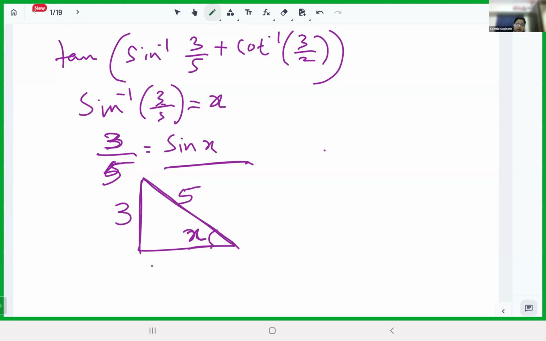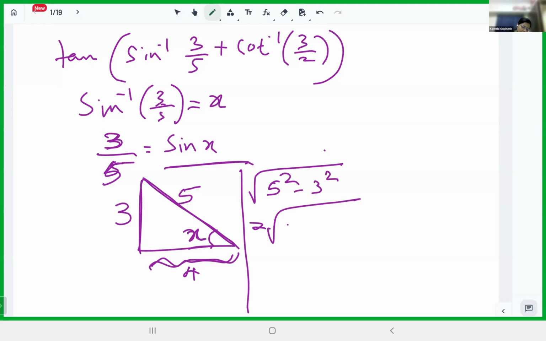So what is the value here? You know about the Pythagorean triplet, 3, 4, 5, right? So the value here will be 4. Or else you can apply the Pythagoras theorem to get the value of this base. How will you obtain it? Root of 5 square minus 3 square, that is root of 25 minus 9, which is root 16, which is equal to 4. So you got the value of the base, that is nothing but 4.